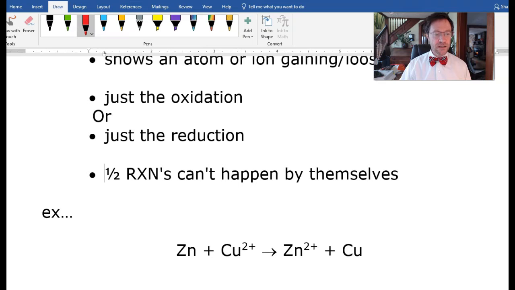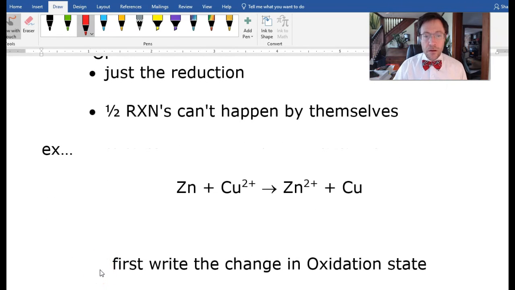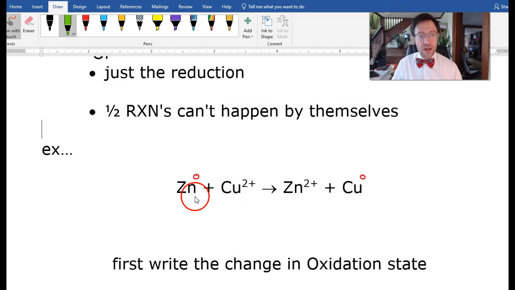Here's a nice little equation. We have copper 2 plus and zinc. It's starting out as zinc, a metal, because it has a 0 charge. And here we have copper with a 2 plus charge. And here we have zinc with a 2 plus. And here copper goes to 0. So first thing we're going to do is write the change in oxidation state. And what I had you guys do for the homework before is we're going to draw lines connecting things.